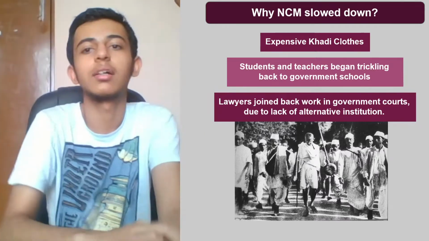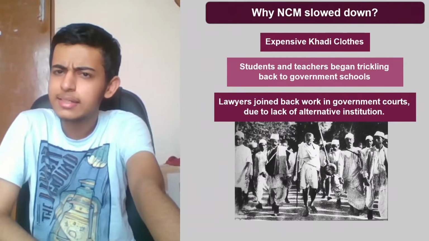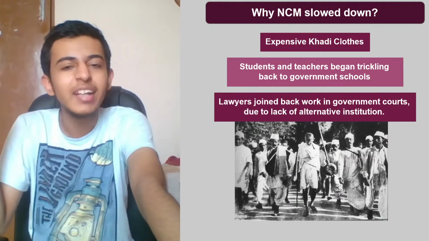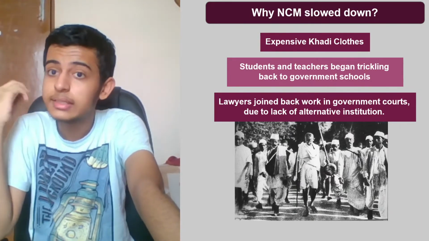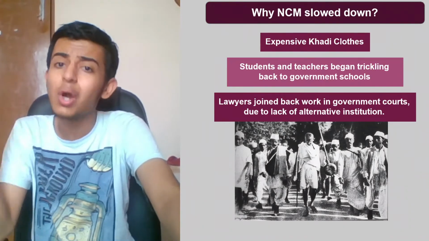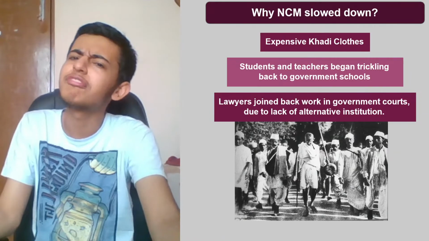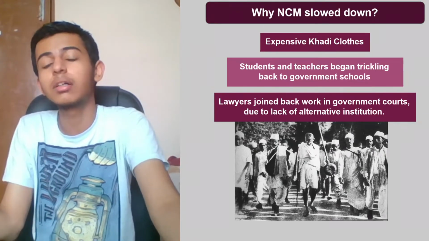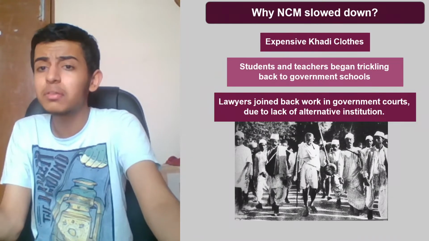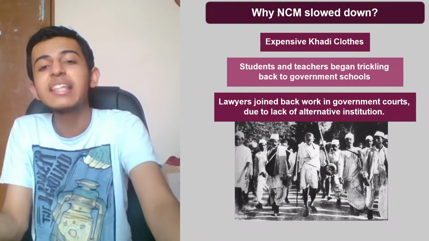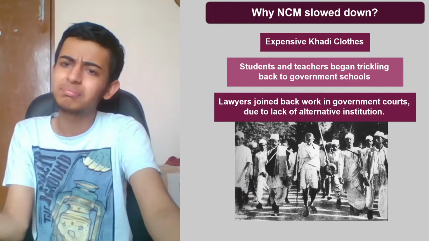Now talking about why the movement slowed down. Number one, expensive khadi clothes. If we are not importing the British goods, then Indian clothes must be produced on a large scale. But this was not happening because khadi clothes were very expensive. People could not spend all their money on clothes, so it was not affordable. Hence, people again started purchasing the British clothes.